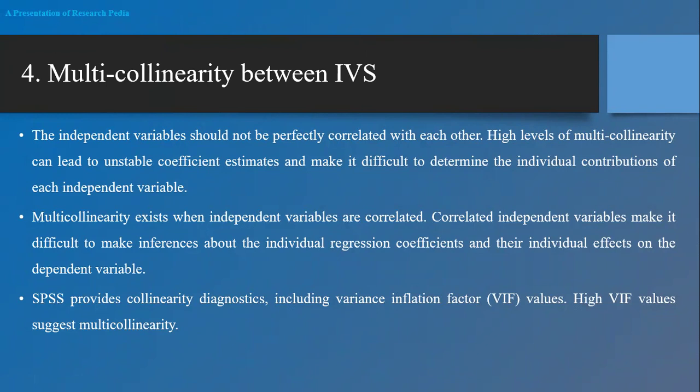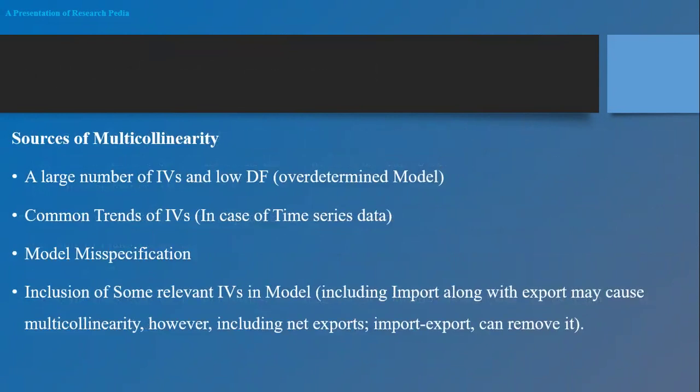Correlated independent variables make it difficult to make inferences about the individual regression coefficients and their individual effect on the dependent variable. SPSS provides collinearity diagnostics, including variance inflation factor values. High VIF values suggest multicollinearity. So there is a criteria.